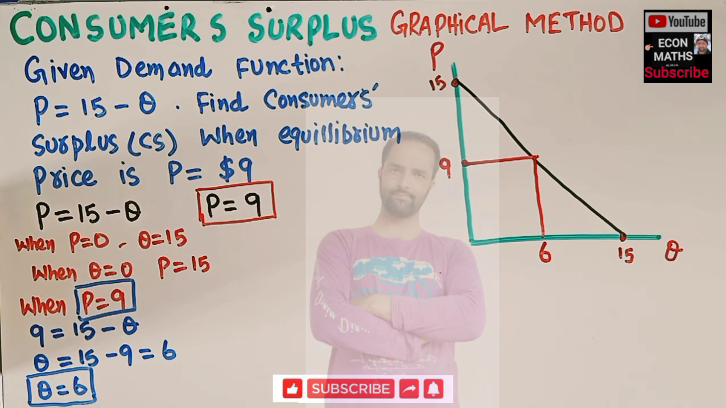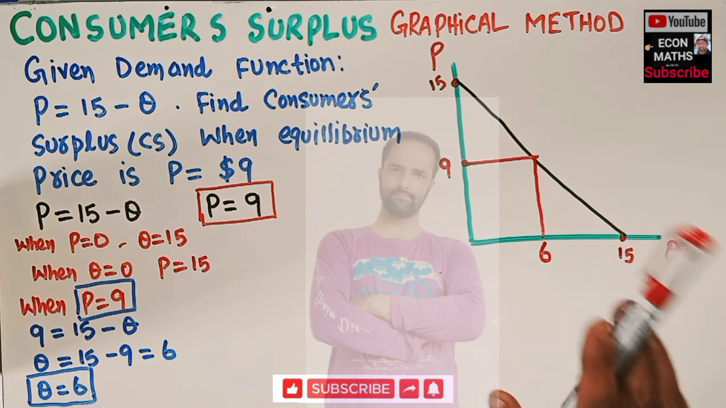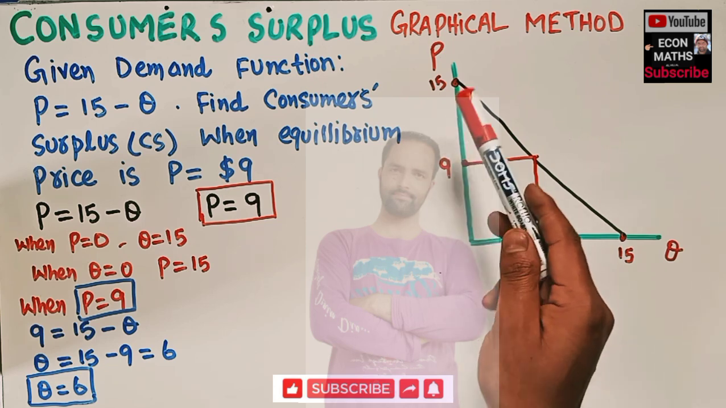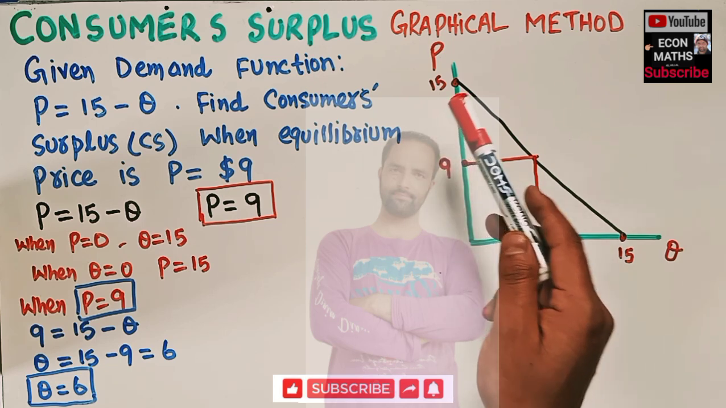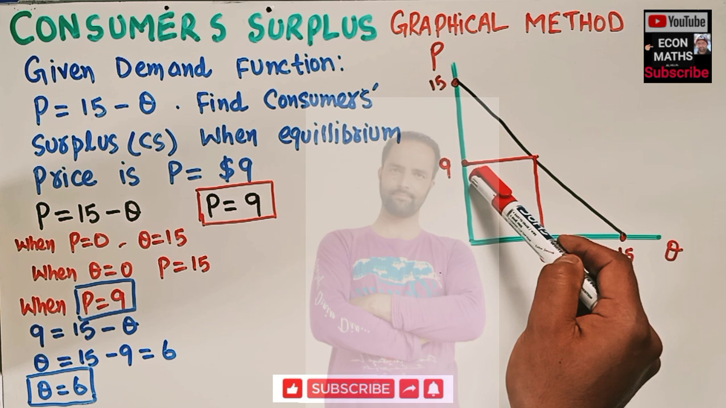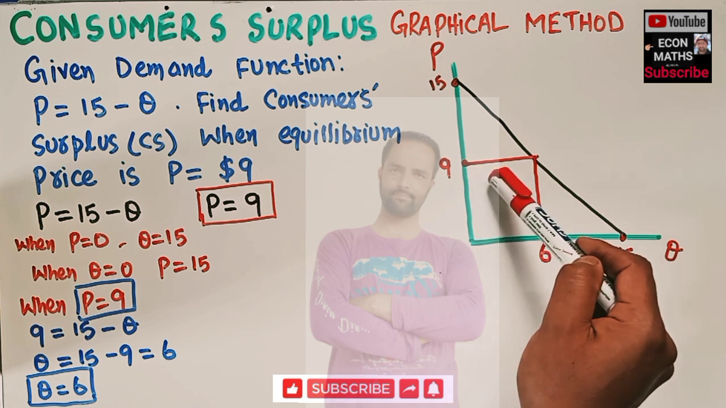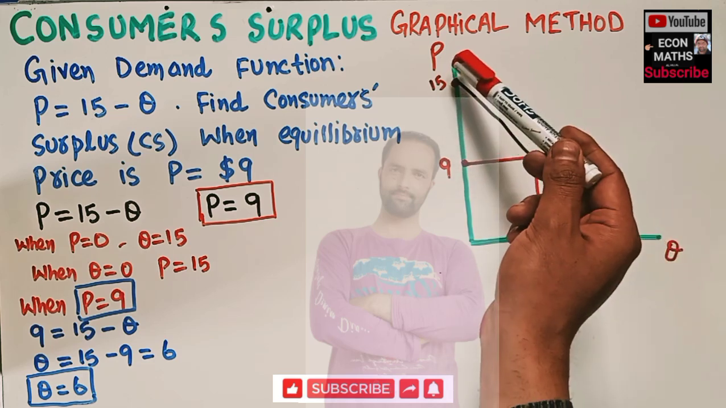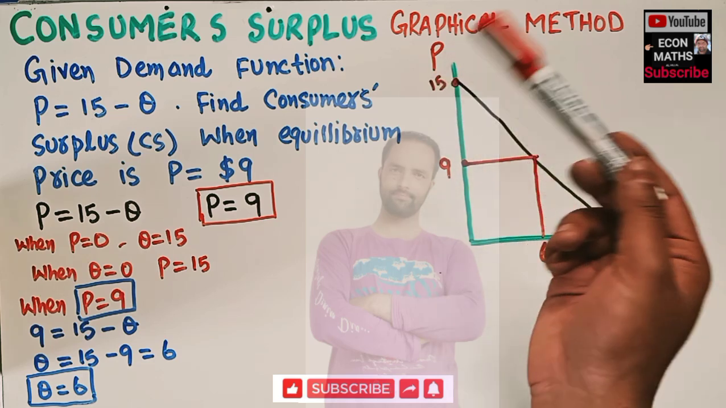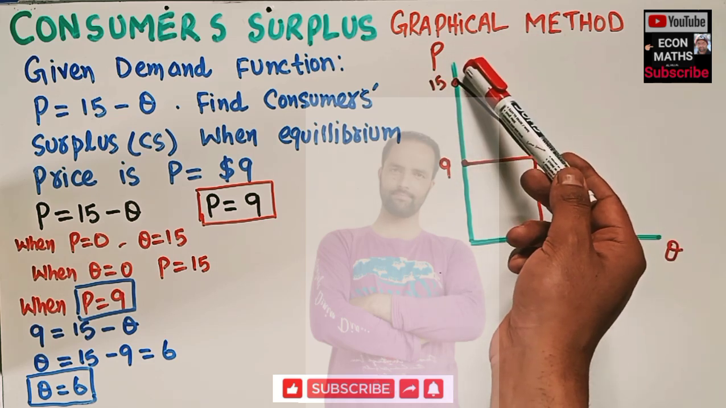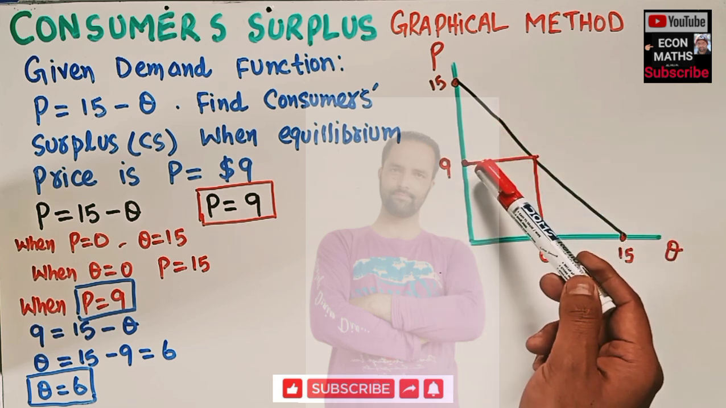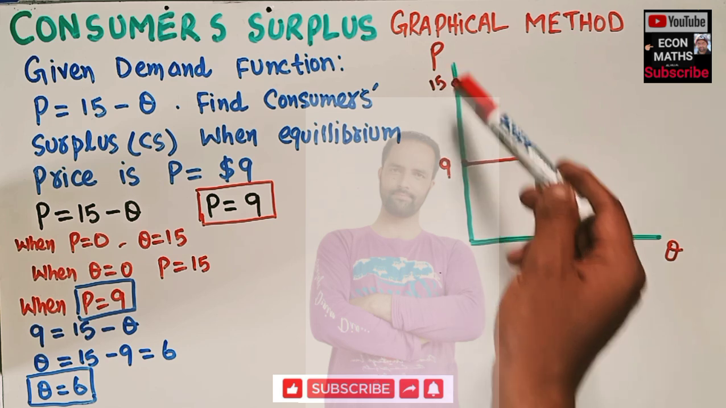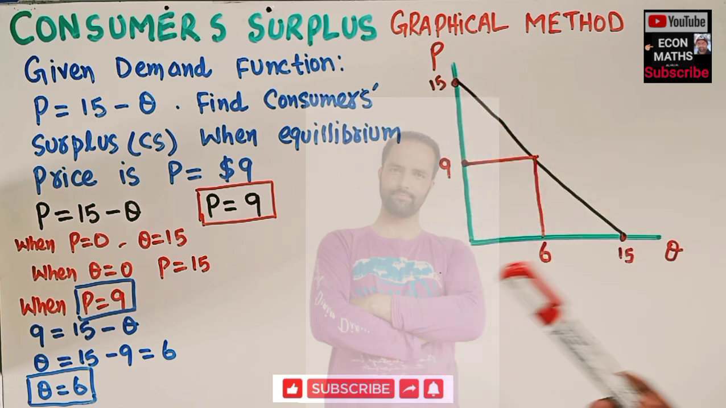Now what is consumer surplus? Consumer surplus is the difference between the consumer's willingness to pay for a commodity and the actual price paid by them, or the equilibrium price. That is, the maximum price that the consumer is willing to pay minus the price that he is actually paying for the commodity; the difference between these two gives us the consumer surplus.